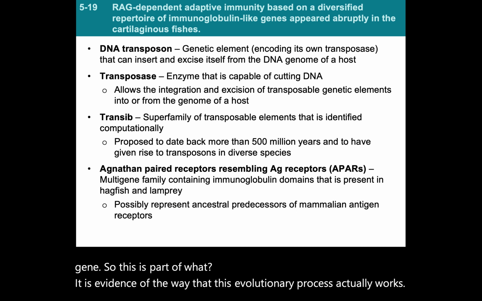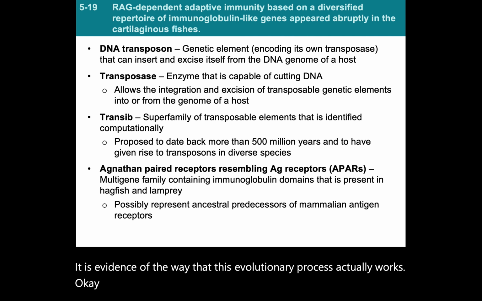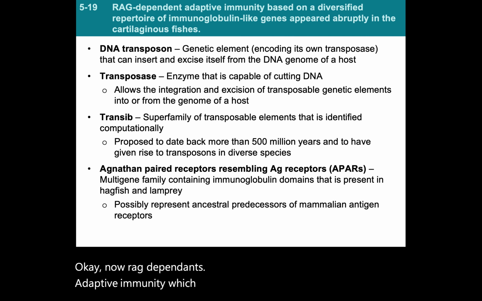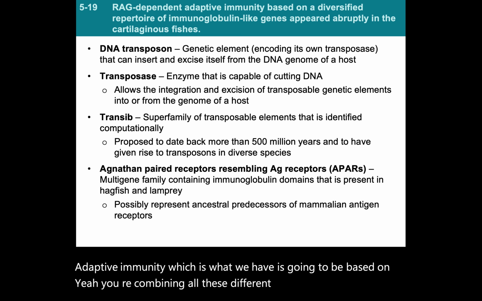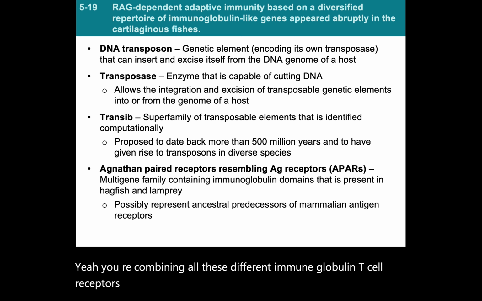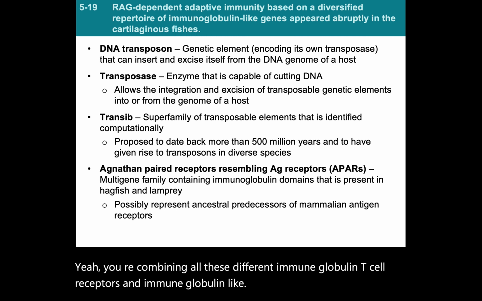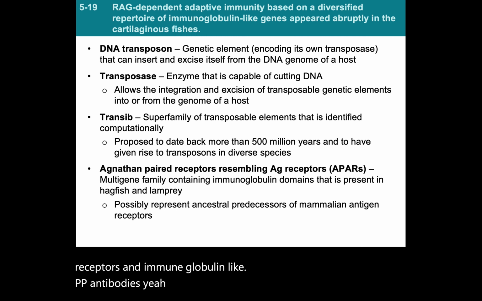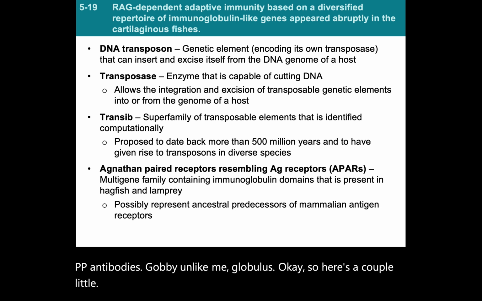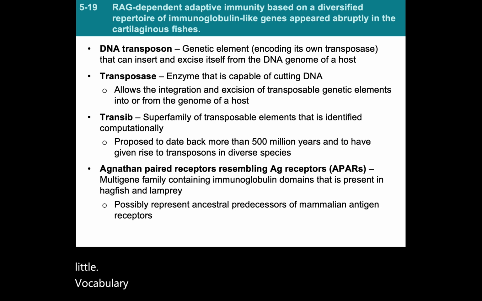Okay. Now, RAG-dependent adaptive immunity, which is what we have, is based on recombining all these different immunoglobulin-like T cell receptors and immunoglobulin-like antibodies. Okay, so here are a couple of vocabulary words to help us through this section.